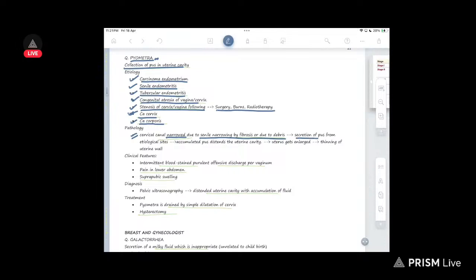So, there is secretion of pus from etiological sites. There is accumulated pus distending the uterine cavity, and the uterus gets enlarged. There is thinning of the uterine wall.